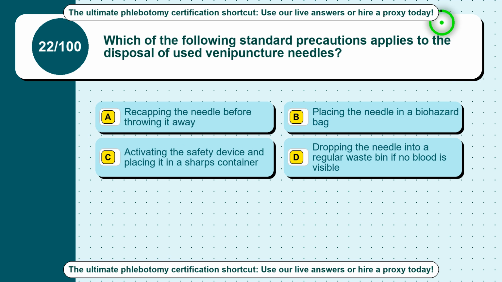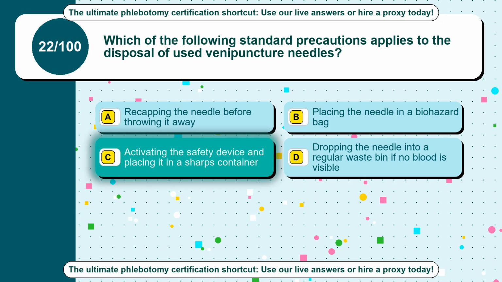Question 22. Which of the following standard precautions applies to the disposal of used venipuncture needles? Option A, recapping the needle before throwing it away. Option B, placing the needle in a biohazard bag. Option C, activating the safety device and placing it in a sharps container. Option D, dropping the needle into a regular waste bin if no blood is visible.